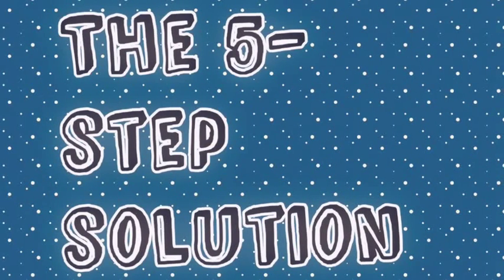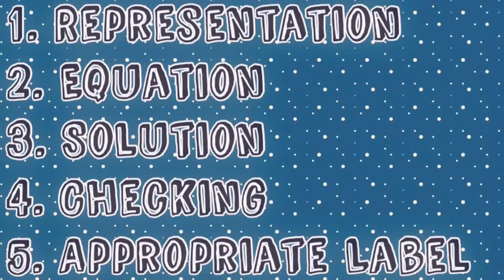Now let us review once again the 5-step solution in solving quadratic word problems. The first step is to represent the given into different variables. The second step is to make an equation out of these variables in order to solve the given word problem. The third step is to solve the equation, giving us an answer. Now using that answer, we have to do the fourth step. We have to check that answer if it's correct. And the final step is to put down your final answer with the appropriate label.